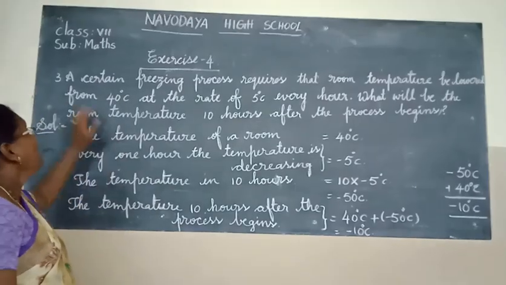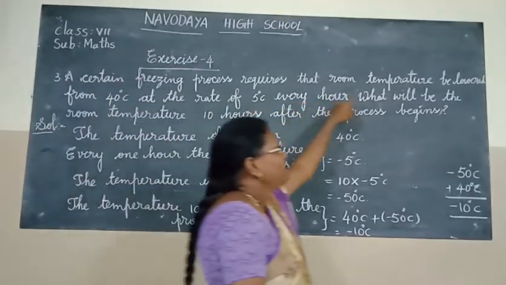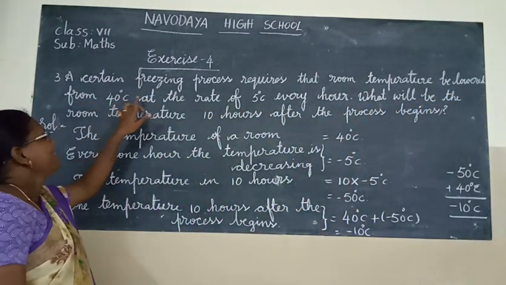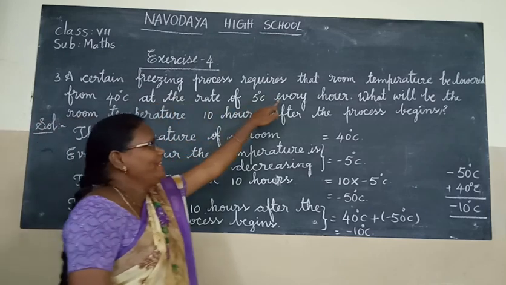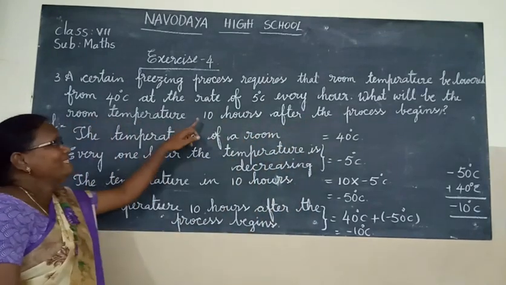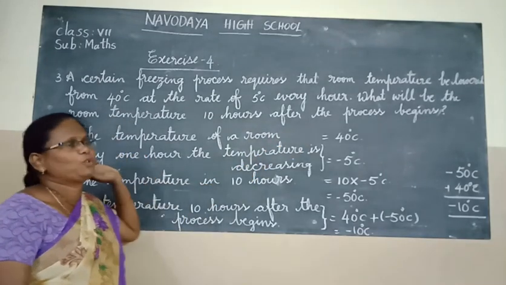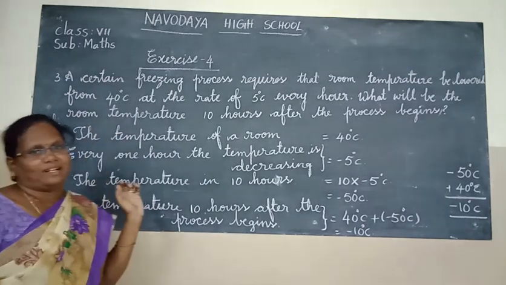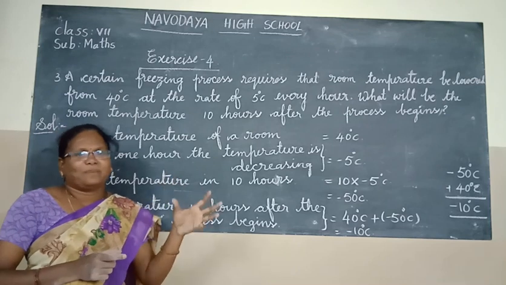Children, third sum. A certain freezing process requires the room temperature to be lowered from 40 degrees Celsius at the rate of 5 degrees Celsius every hour. What will be the room temperature 10 hours after the process begins? Once again listen to this question carefully. Here, what is the temperature of the room?